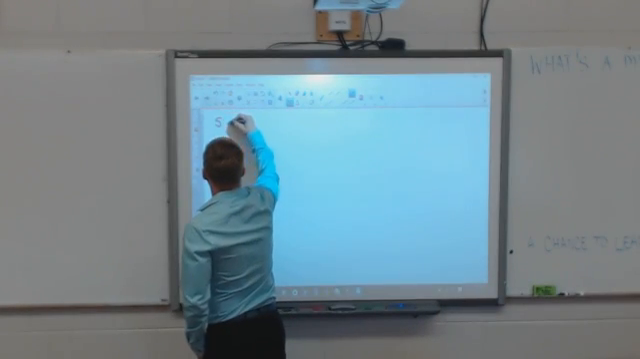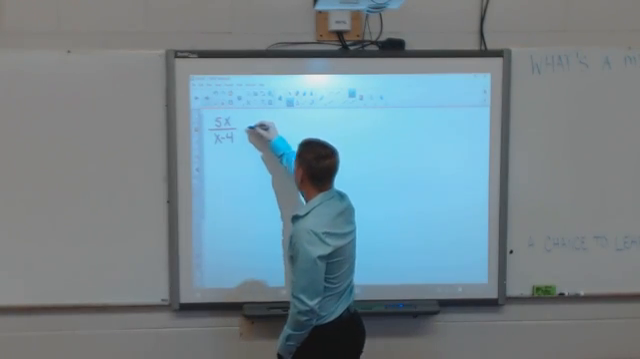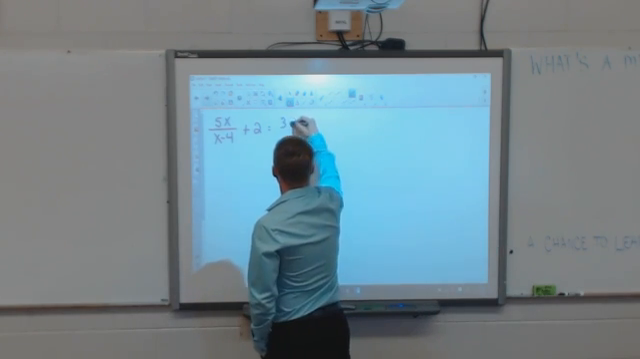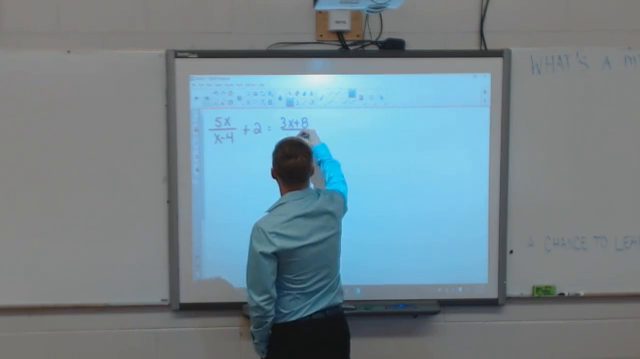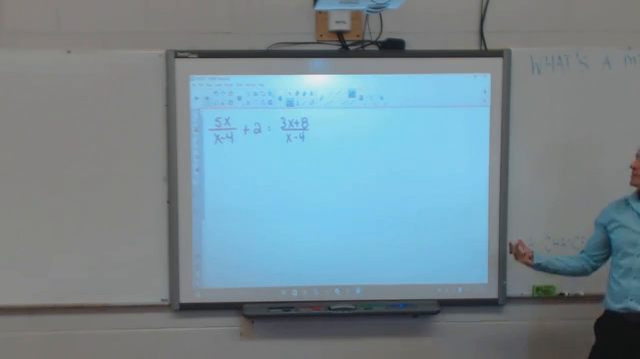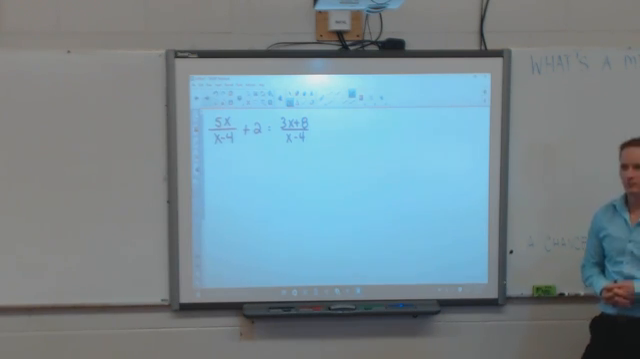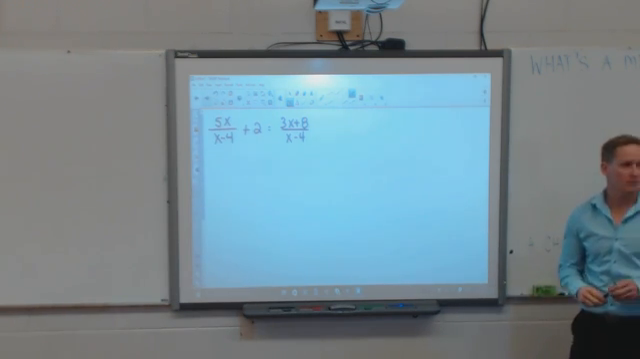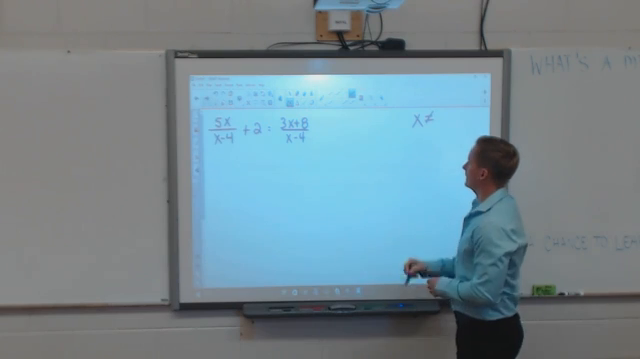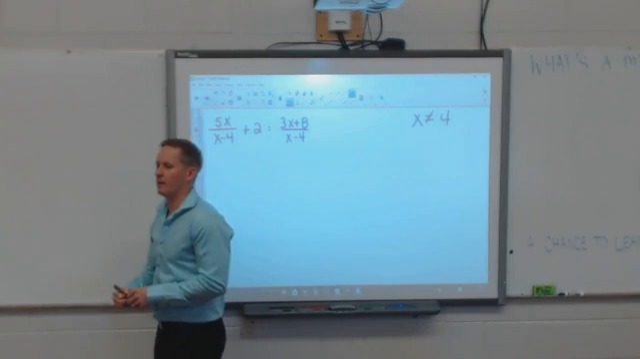5x over x minus 4 plus 2 equals 3x plus 8 over x minus 4, right? Okay. So looking at my denominator right now, what do I want to get rid of? Minus 4x. 4 minus x? You have to do the illustration. Yes, that's the first thing I want to do. What can x not equal? 4. Okay, easy enough.